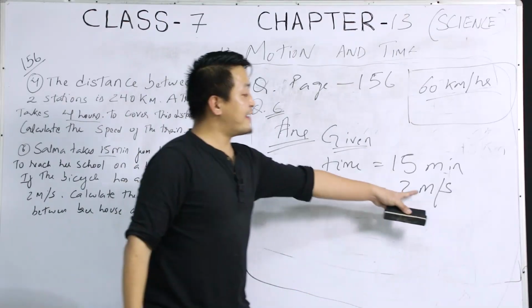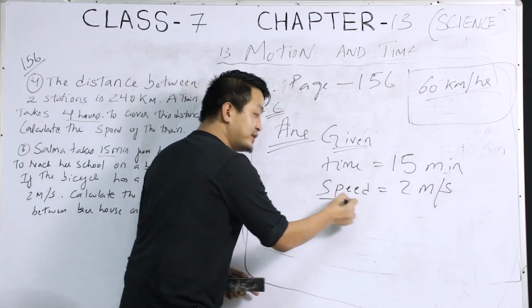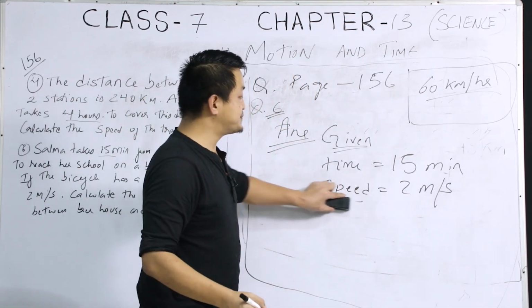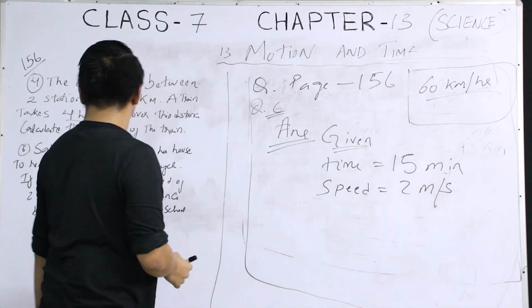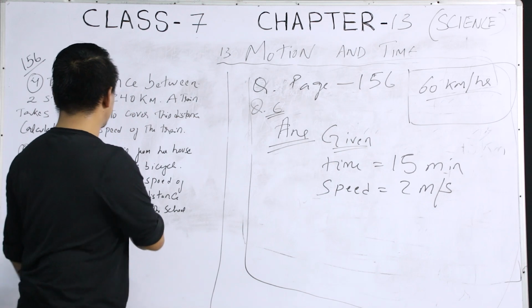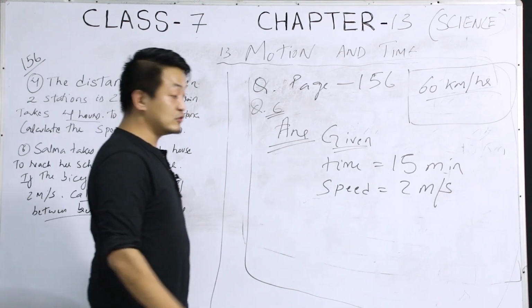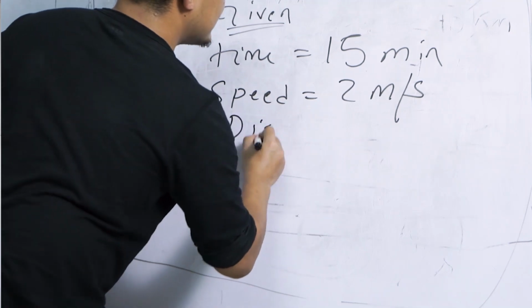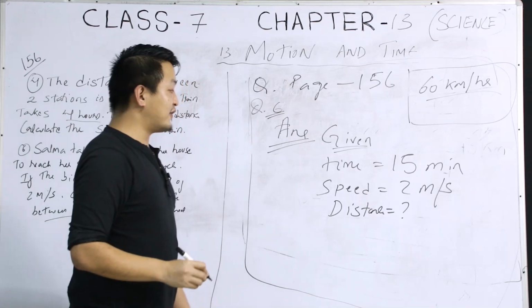Now see, m means meter. S means seconds. Don't get confused, because speed, like I've already explained, speed means meter per second. Clear? Now what do we have to calculate? Now the question says, calculate the distance between her house and the school. That means we have to find the distance. Distance is what we have to find.